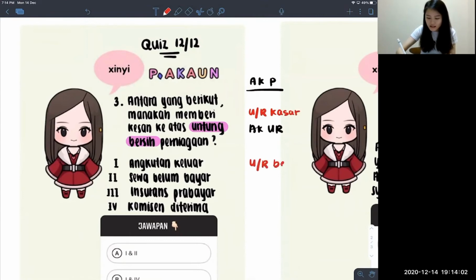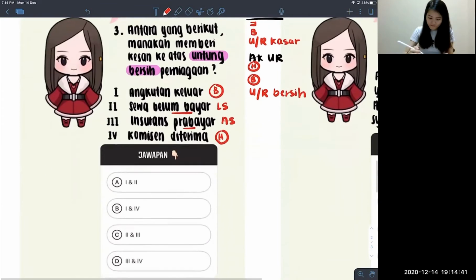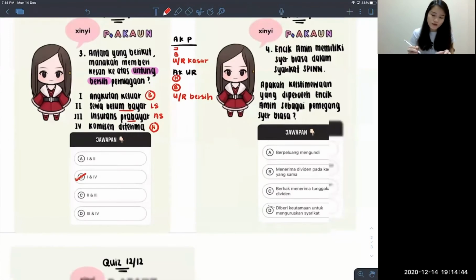So what does it contain inside account untung rugi? This you gotta understand. Inside account untung rugi, you will only have to see hasil ataupun belanja that is other than jualan dengan belian, because jualan and belian are under account perdagangan. So what are the hasil and belanja given here? You have angkutan keluar. This is the belanja. Sewa belum bayar? No, because sewa belum bayar is a liabiliti semasa. Haven't paid, berhutang, liability. While insurans prabayar also cannot. This is asset semasa. So the last choice, komisen diterima, this is a hasil. So your choice should be 1 and 4. Answer B. Okay, all right, so next question, number 4.